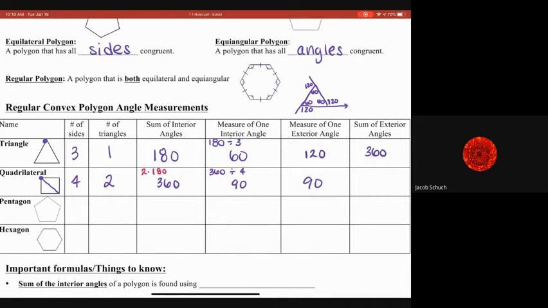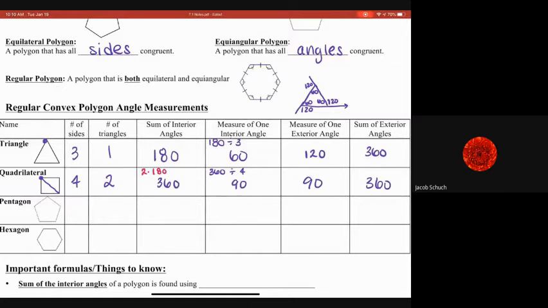So that's going to be 90, 4 times, isn't it? So what do you think the sum of the exterior angles would have to be? 360. Oh, that's interesting. Isn't that the same as it was for a triangle? Huh, okay. It's always going to be that. So that should always be a freebie, actually, is what you're going to notice.